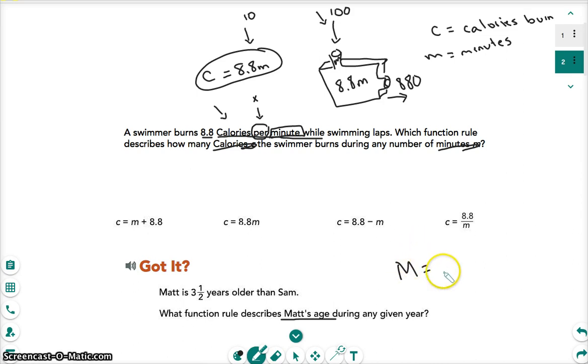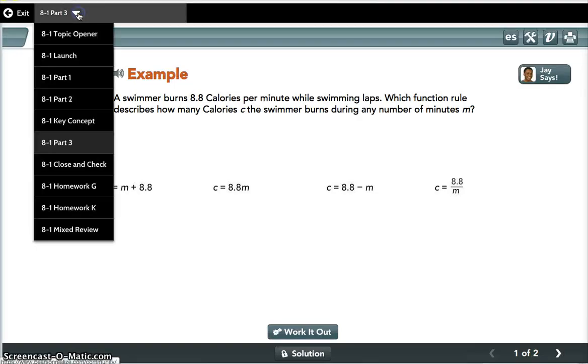So our final equation is going to be M equals something. And Matt is 3.5 years older than Sam. So Matt is 3.5 years older than Sam. And so I used M for Matt and S for Sam, and I got my equation. All right, so this is just practicing us reading the situations and being able to generate an equation from the situation. Okay, let's jump into our close and check for today.